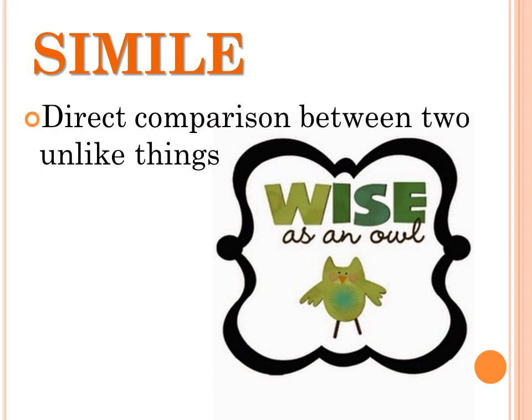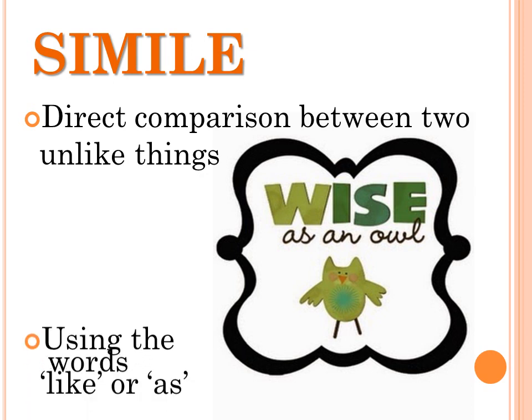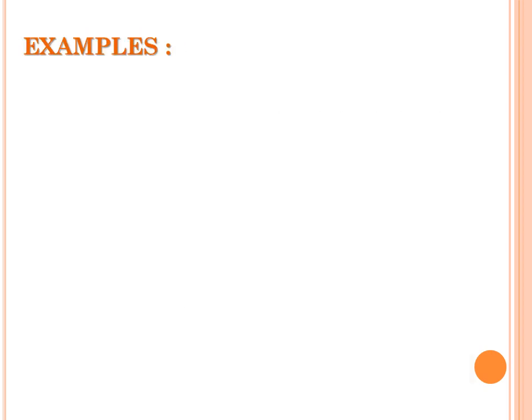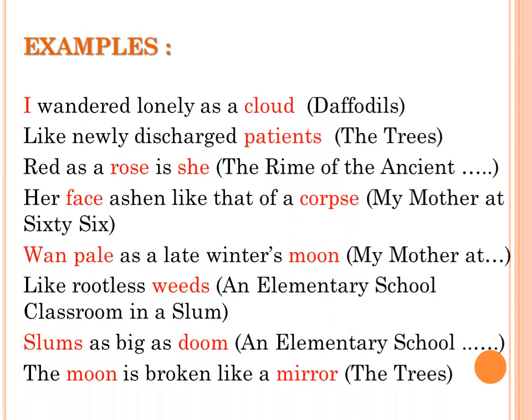Simile is direct comparison between two unlike things, dissimilar things, two things which are not similar. And this comparison is done using the words like or as. It is very easy to identify simile. If there is comparison between two things and like or as is used, it means we have simile. For example, he is wise as an owl. Let's see the examples.